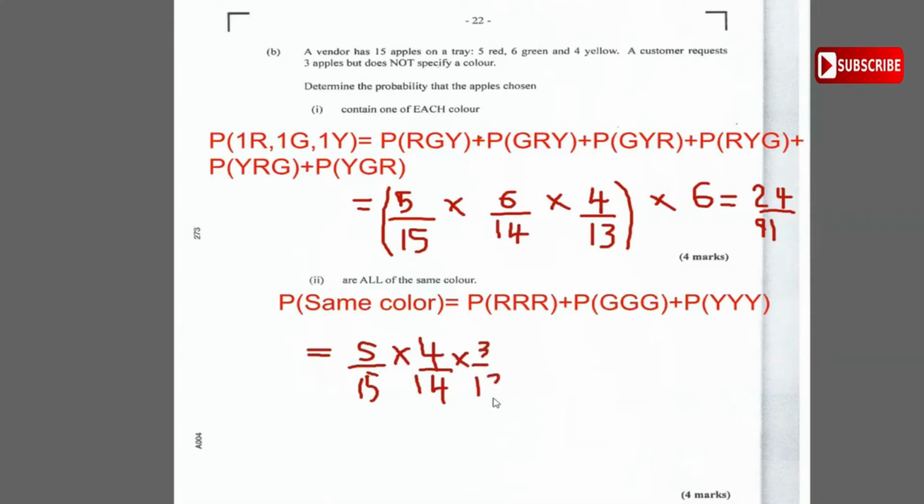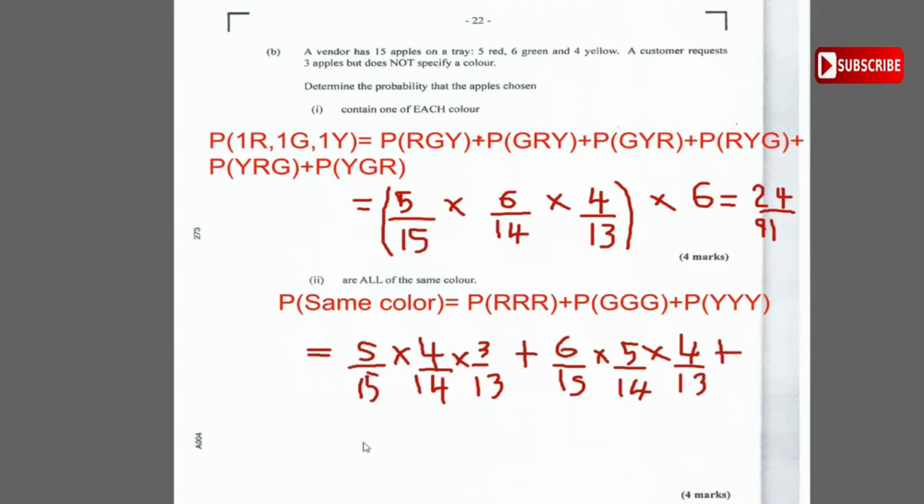Nice. Plus, the probability of getting green, green, green would be, first green would be 6 out of 15. Then if you get that green successfully, it's going to then be multiplied by 5 out of 14. That's to get the next green. And then that is then multiplied by chances of getting another green, which is 4 out of 13. Nice and easy. Then we need the chances of getting yellow, yellow, yellow.